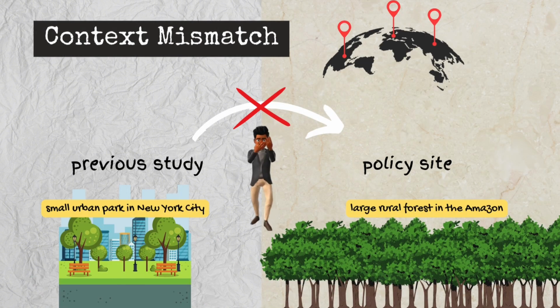For example, a study estimates the value of carbon sequestration in a small urban park in New York City, where green spaces are rare and provide additional benefits like reducing urban heat. These values are applied to a large rural forest in the Amazon, where green space is abundant, and local populations don't rely on it for urban cooling. The scarcity and additional benefits of urban green spaces make the transferred values too high for the rural forest.